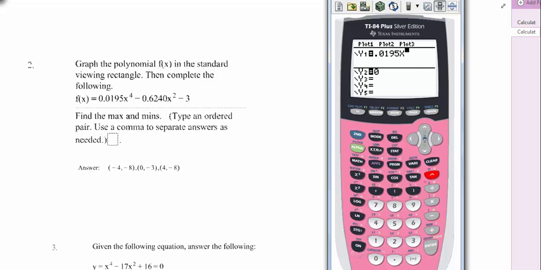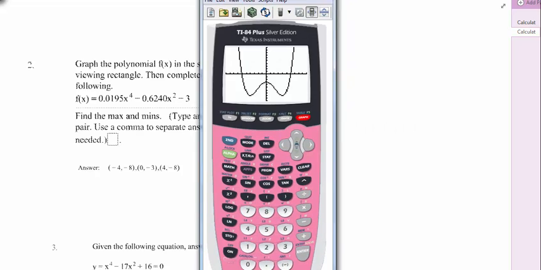And we have 0.0195x to the 4th. Come back down by hitting the right arrow, minus 0.6240x squared, minus 3. All right, so let's hit graph. And we get kind of a W shape. That's a 4th degree. It says to find the maxes and the mins.